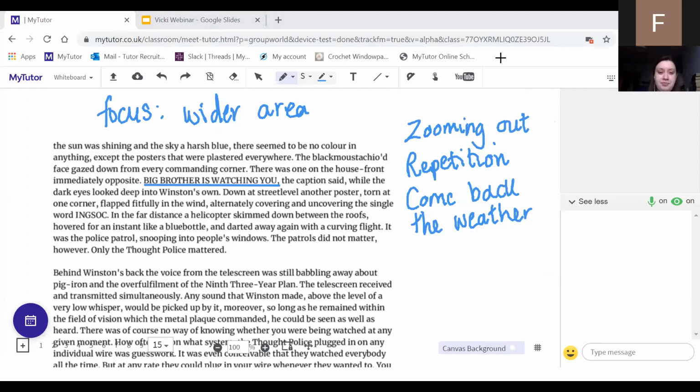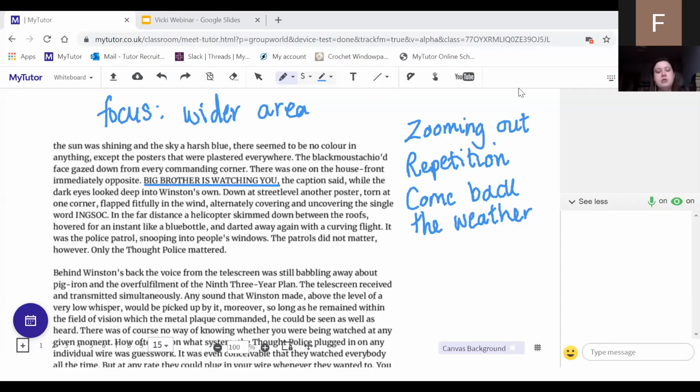So, yeah, pathetic fallacy is when the weather reflects a mood. However, that is a language device, not a structural feature, so we can't talk about it.